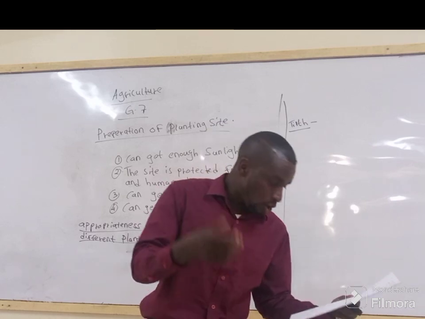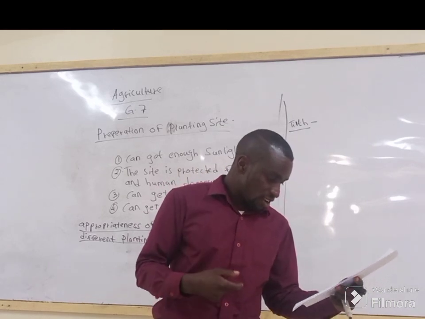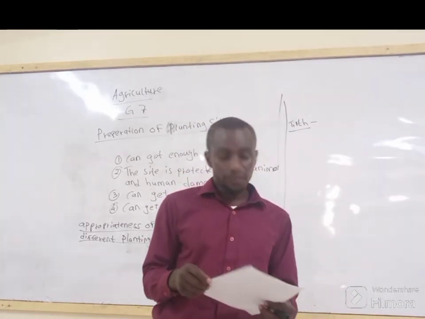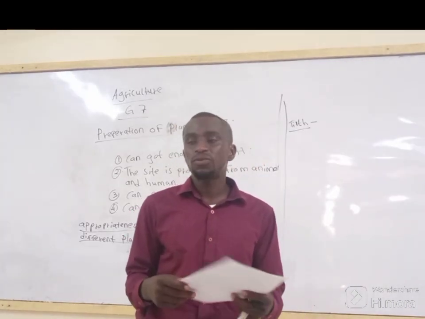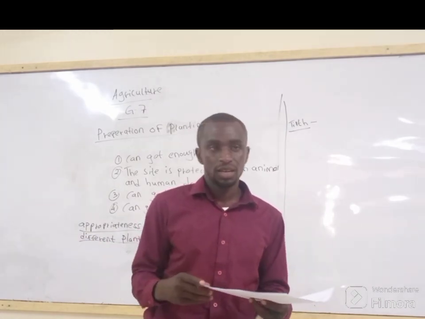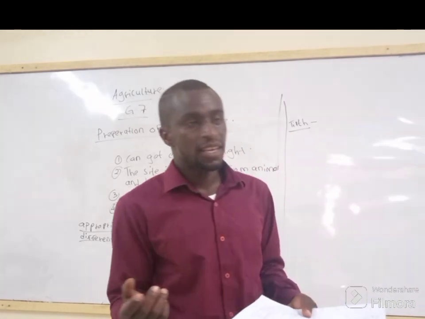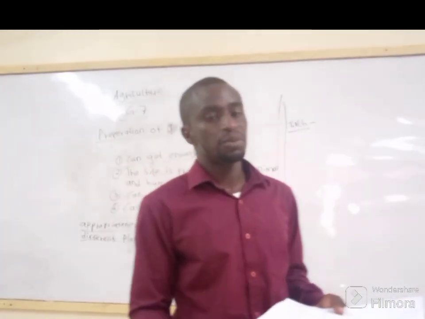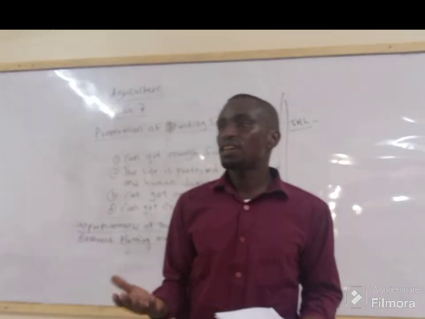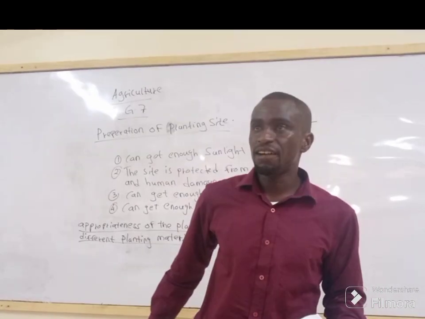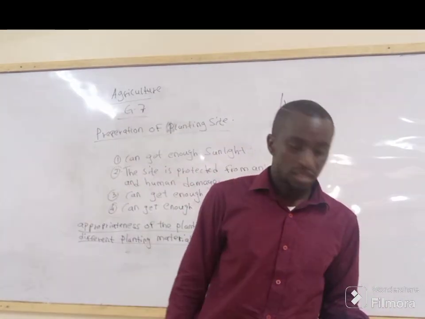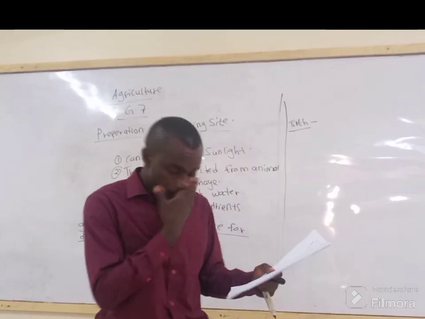And then lastly we have the coarse tilth. The coarse tilth is for the planting materials that are big. Like if you want to plant a banana, you don't need to prepare a fine tilth or a medium sized tilth. If you want to plant something like the cuttings of cassava, you don't need to prepare a fine tilth. So that is a coarse tilth.